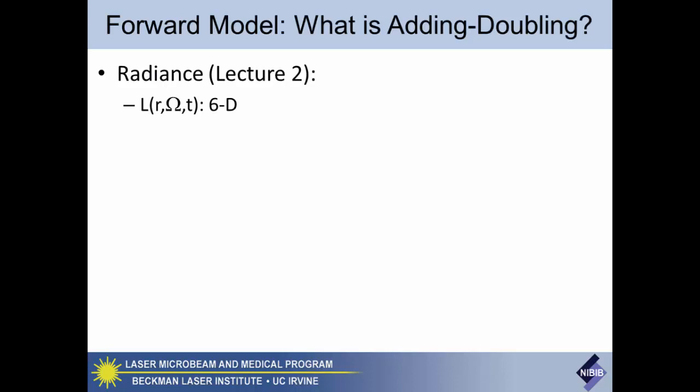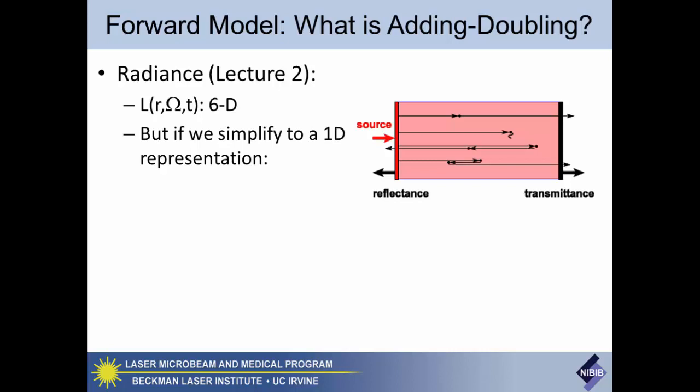So now let's go into what the adding doubling method really is. So again, it's a forward model. It's a model that describes radiance. So again, this is the measurable quantity at boundaries of tissue. And in general, radiance is described in terms of position, angle, and time. So it's this 6-dimensional property. But the key thing that adding doubling does and allows it to actually have an exact solution of the radiative transport equation is the fact that we take all this and simplify it down to just a one-dimensional problem.